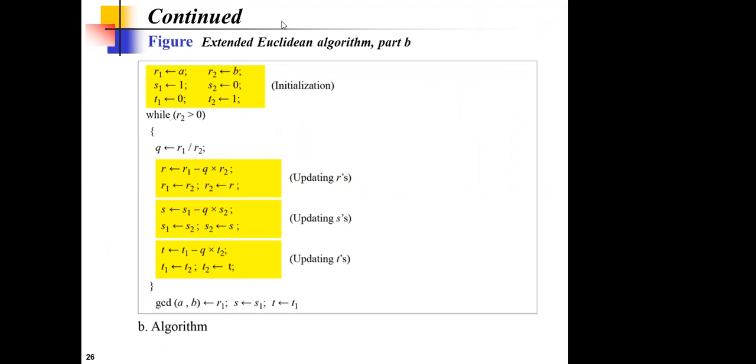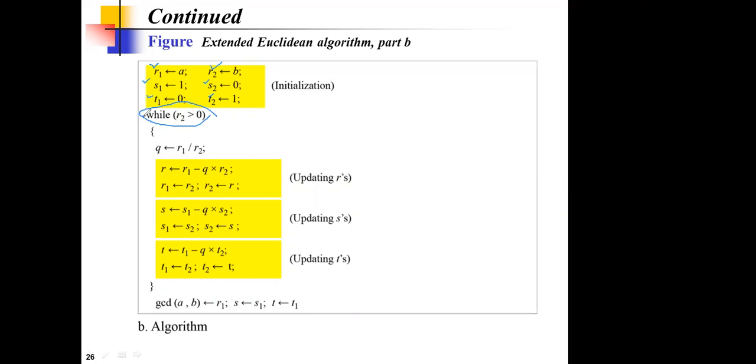So this is the initialization when I go for the algorithm or write some function. R1 is equal to A, R2 is equal to B, and S1 is equal to 1, S2 is equal to 0, T1 is equal to 0, and T2 is equal to 1. And I am iterating while the condition is true, that is R2 greater than 0. When R2 is equal to 0, we'll stop.